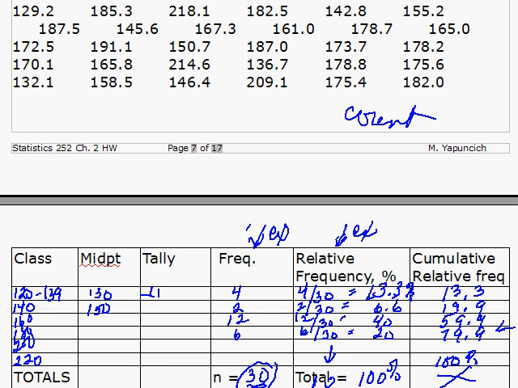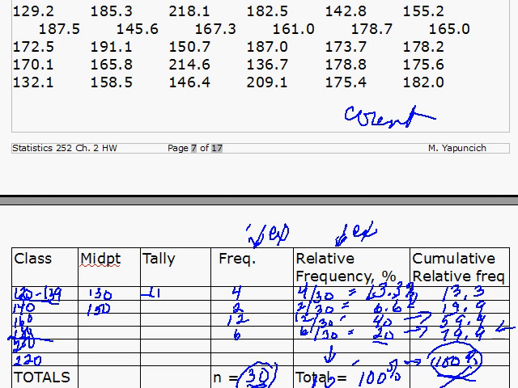So these numbers are just adding this to this, then you get a sum, add this one in, add this one in, add this one in, and your final number will be 100 because it's the total of all those frequencies. Relative frequency tells you where you stand, where this number stands in relationship to the others. 13.3% of the numbers were between 120 and 139. 20% were between 140 and 159.